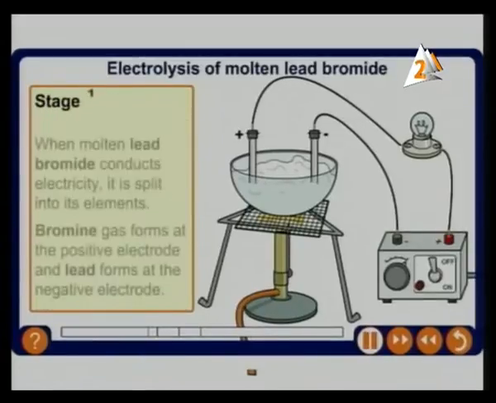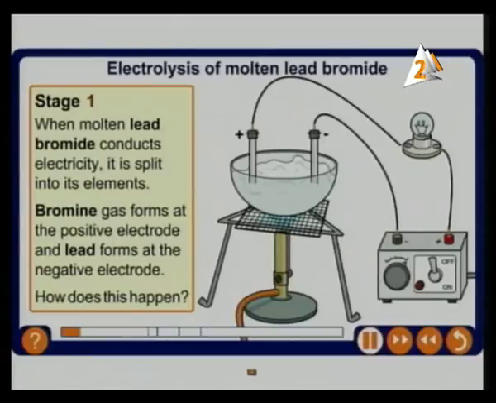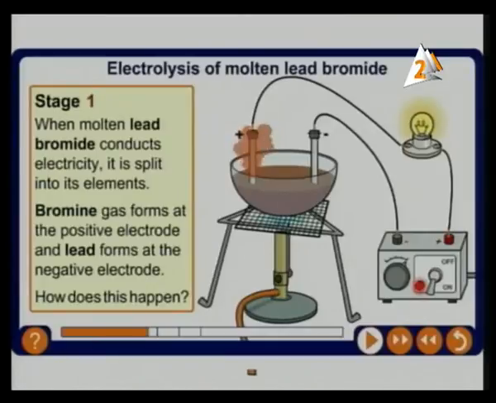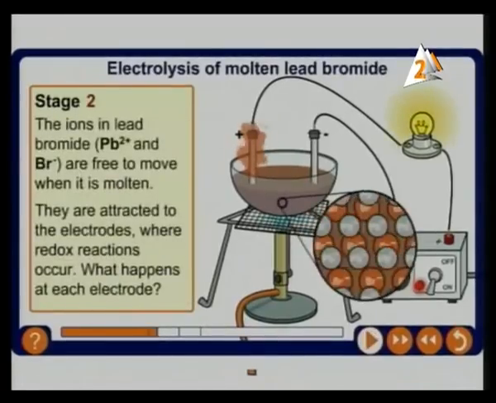This reaction has many stages. In the first stage, when the molten lead bromide conducts electricity, it is split directly into its elements. The first element is bromine gas, which forms at the positive electrode, and the lead forms at the negative electrode. But how does this happen? That is the second stage.